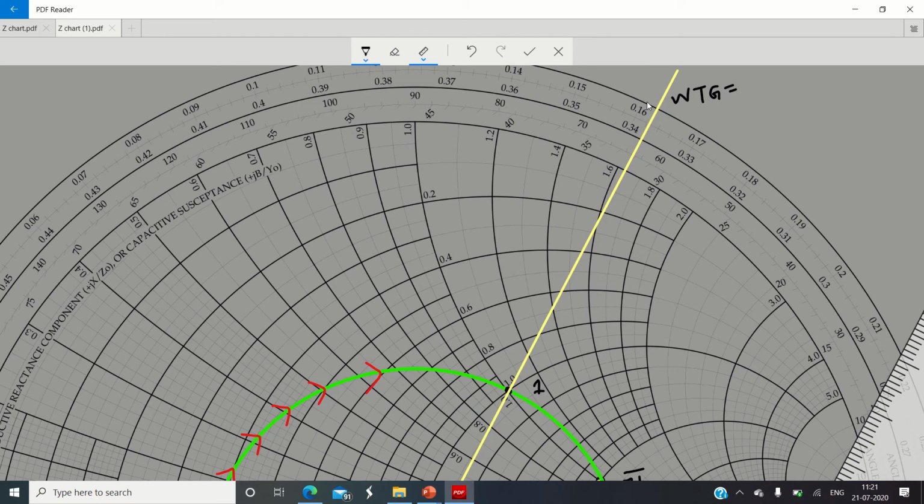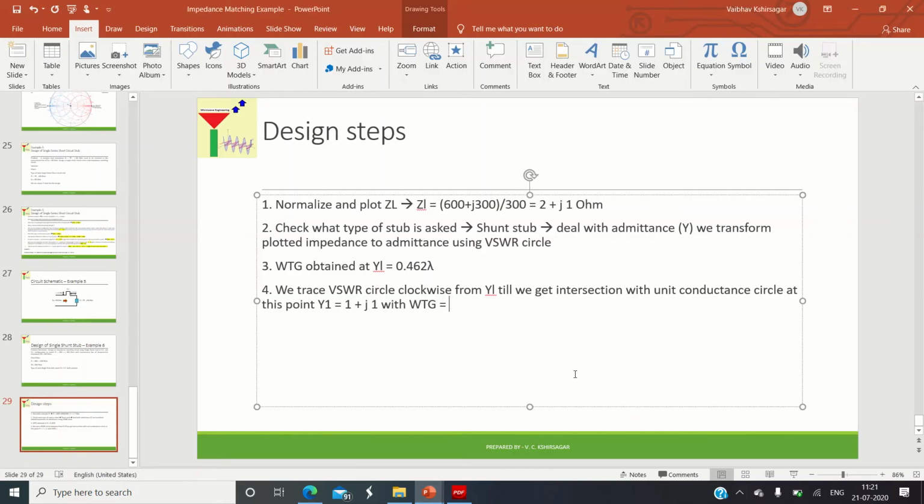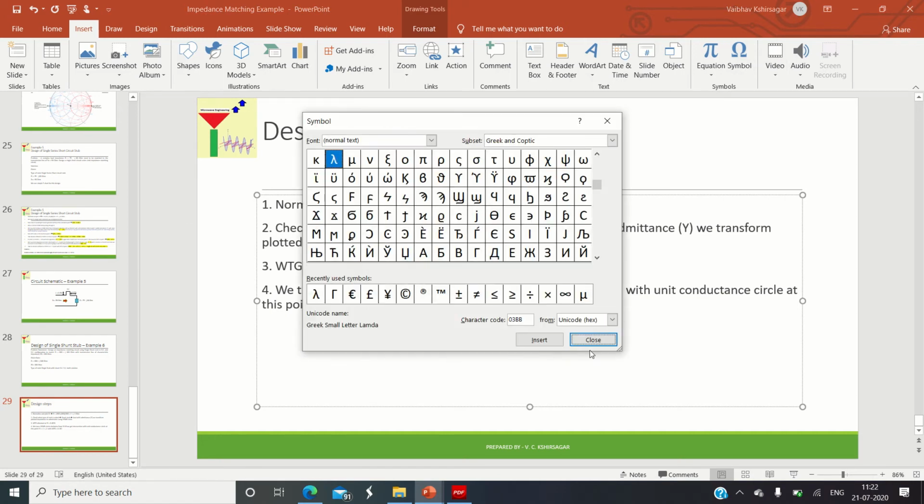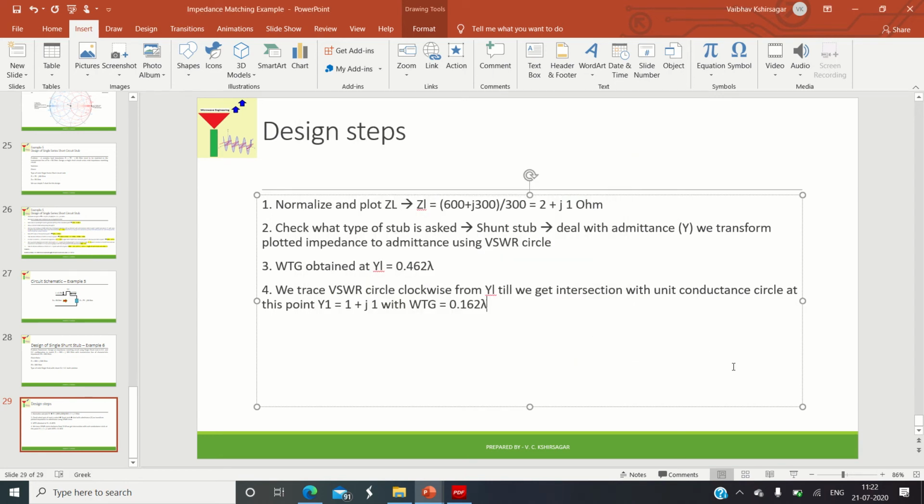If you clearly observe, it is one division above 0.16. It is 0.162 directly. 0.162 lambda approximately. So that value I will write in my solution: the WTG I got is 0.162 lambda. So I will insert a symbol again.